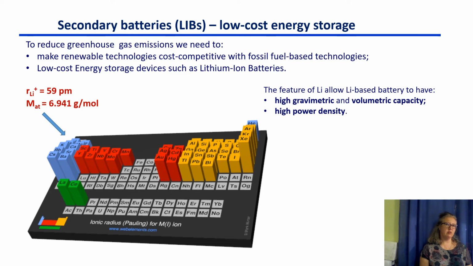They are very important. I'd like to describe them more thoroughly. Lithium is the third lightest element and has one of the smallest ionic radii of any single charged ion. These features allow lithium-based batteries to have a high gravimetric and volumetric capacity and power density.